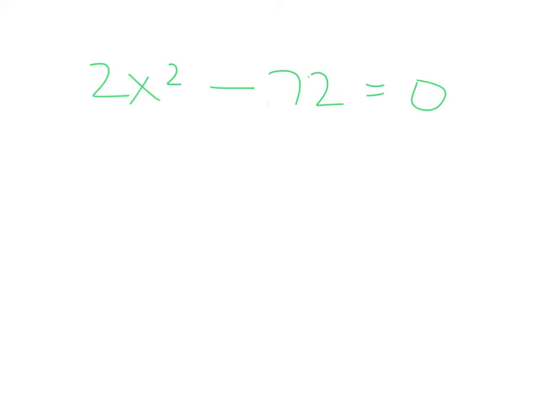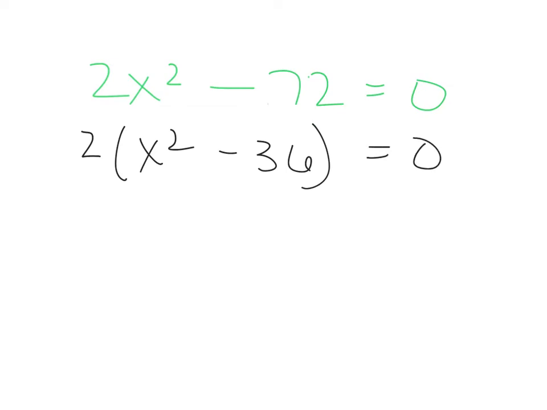All right, so what if you had this one? Well, first of all, one side's already equal to 0, so I'm ready to factor. Think about all my factoring skills. But if I look at 2x squared minus 72, my first thought is, oh wait, I have a common factor of 2. So what do I do with it? I factor it out. And I end up with this.